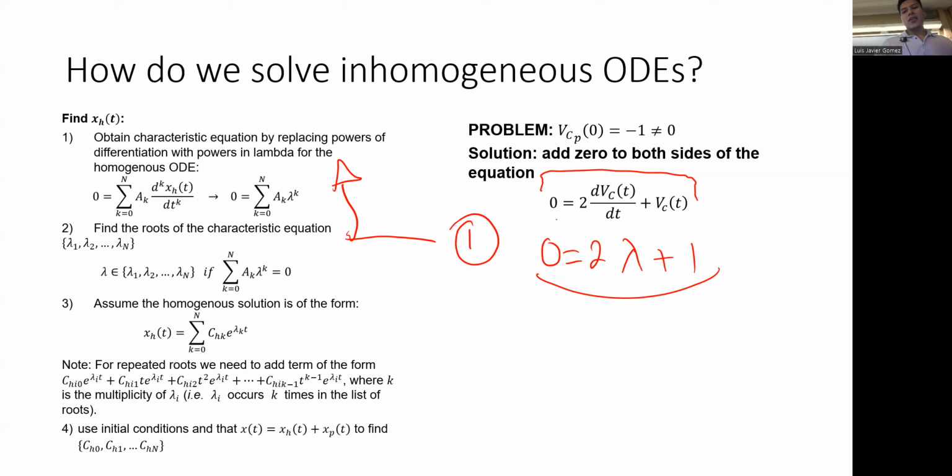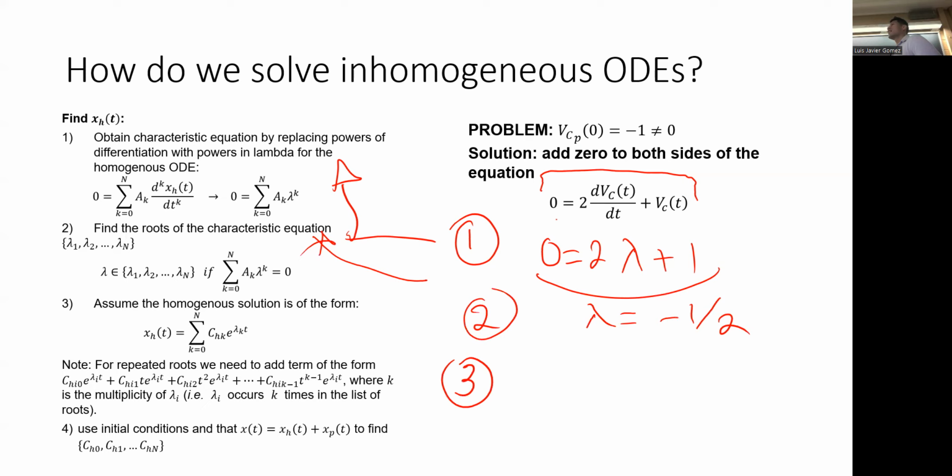Now that we know the characteristic equation, that allows us to find our lambda. In this case, the next step is to find the roots. So lambda is just going to be equal to negative 1/2. And then how does our solution look if lambda is negative 1/2? Our homogeneous solution, yeah? C1 e to the negative 1/2 t. Yeah, x homogeneous. So plus t or C2 t times e to the negative 1/2.